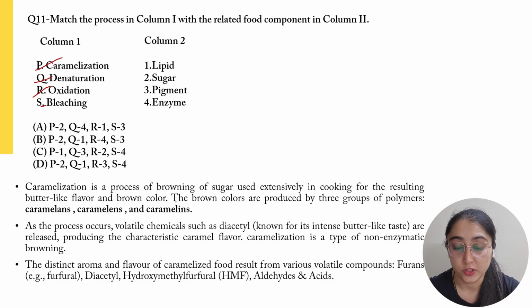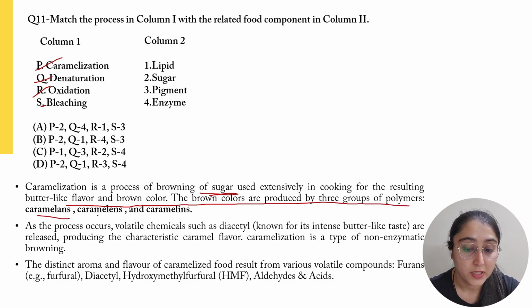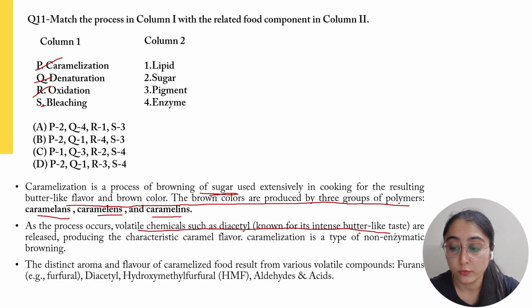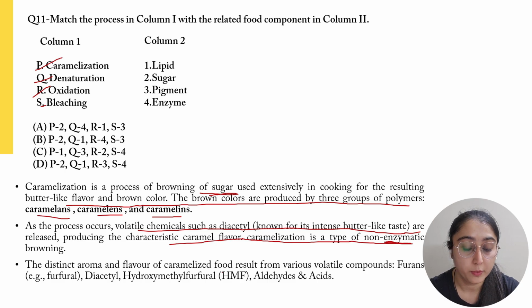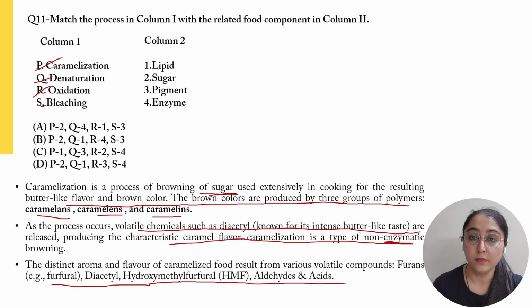So first is caramelization. As we know, caramelization is basically the browning of sugar, and it is extensively used in cooking because it results in butter-like flavor and brown color. The brown color is produced by three groups of polymers, which are caramelans, caramelens and caramelins. Since this process occurs, volatile chemicals such as diacetyl, which is known for its butter-like flavor, are produced along with the characteristic caramel flavor, and it is basically a non-enzymatic kind of browning. So the distinct aroma and flavor of the caramelized food product result from volatile compounds, which include furans, which is furfural, diacetyl, hydroxymethyl furfural, aldehydes and acids.